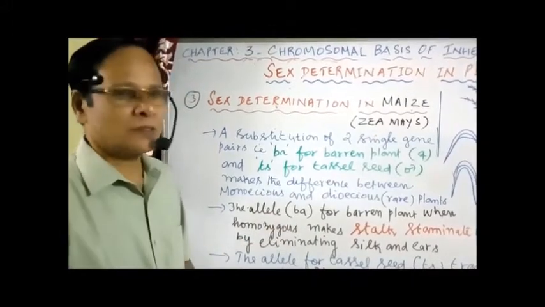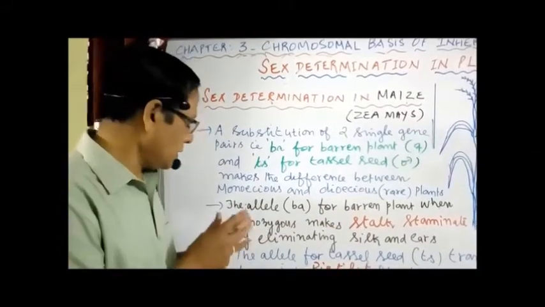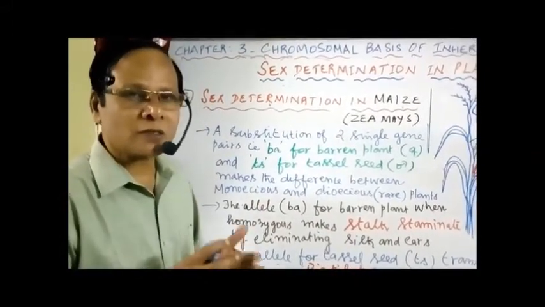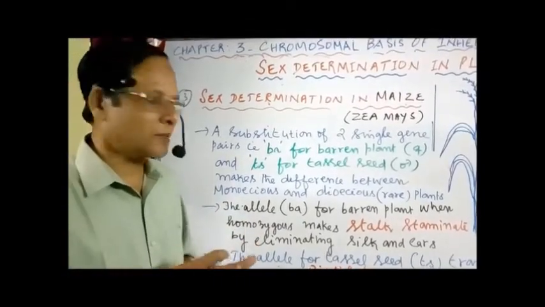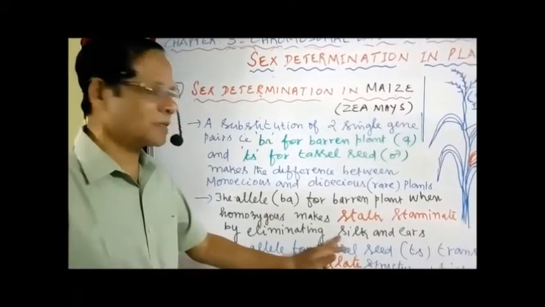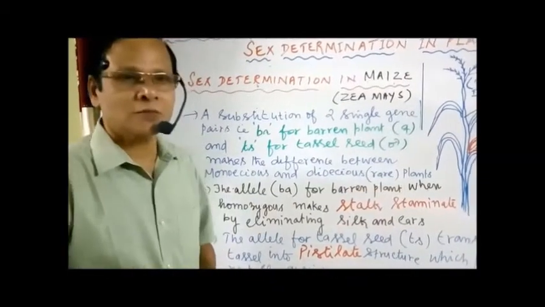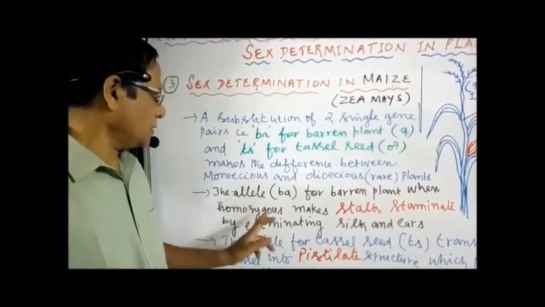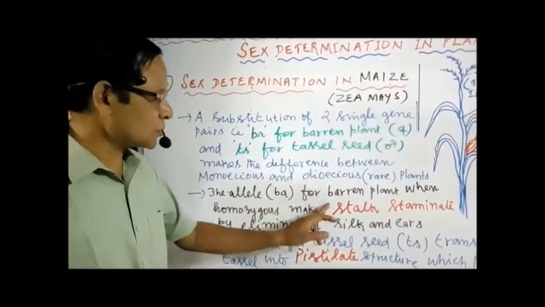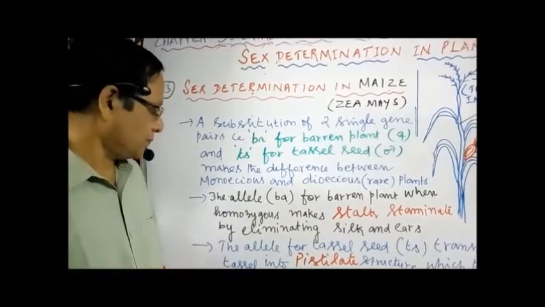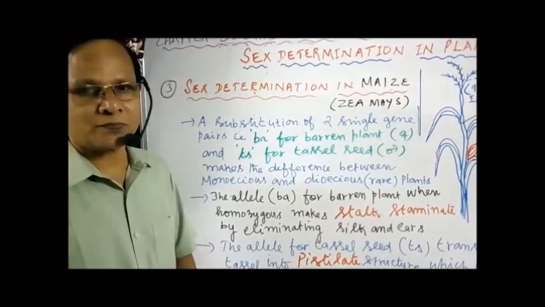Another statement: suppose the allele BA, for barren plant, when in homozygous condition makes the stalk staminate, producing the staminate by eliminating the silk and ears. I mentioned already the silk is nothing but the style, and the ears are actually the pistillate flowers. So when the allele BA is present in homozygous condition, it makes the stalk staminate by eliminating silk and ears. That's why we have the tassel plant formation.